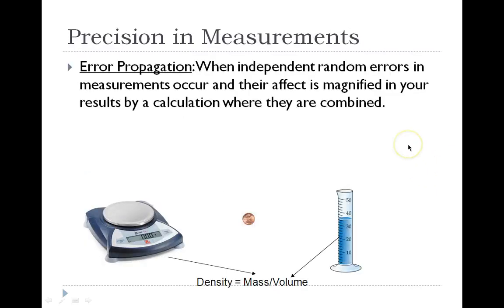Now, precision in measurements. Whenever you make an error in a measurement, when those independent random errors in measurements occur, their effect, how big those errors get, are magnified when you do a calculation. So if you have a mass measurement error because you forgot to zero it before you put it on, your density calculation is going to be even bigger off than your original mass measurement because you have to divide it by volume. Errors propagate throughout labs.